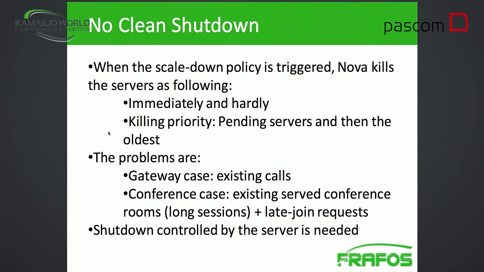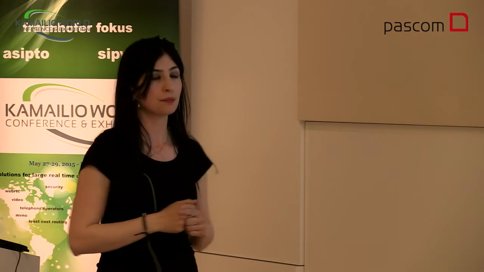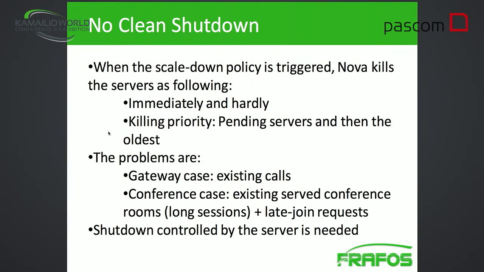Now, the problem is that there is no clean shutdown. When the auto-scaling policy is triggered and we want to delete one server, for example, Nova, which is the compute node responsible for killing the server, kills it immediately and harshly. Even if the server has active sessions, Nova does not wait to drain them. It kills the server directly and immediately.